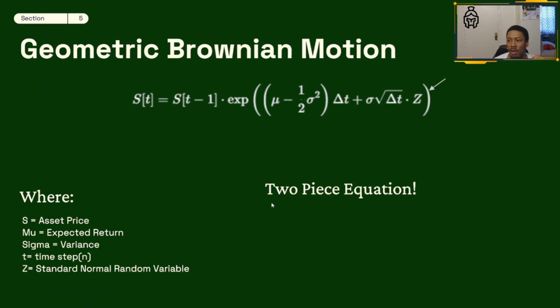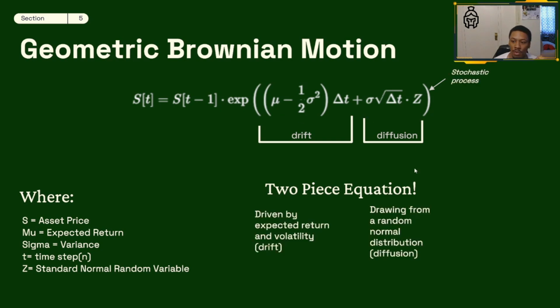So not too hard. We can see here if we just keep flipping through, it's really just a two-piece equation consisting of one element being the drift and the other element being diffusion. So drift is driven by the expected return and volatility, and we're going to go through each of these more in depth. But just from a high level, it's driven by expected return and volatility. This is the deterministic piece of geometric Brownian motion. And this is the stochastic process that defines geometric Brownian motion, which would be diffusion. So we're drawing from a random normal variable distribution and essentially scaling over time with respect to time and volatility.